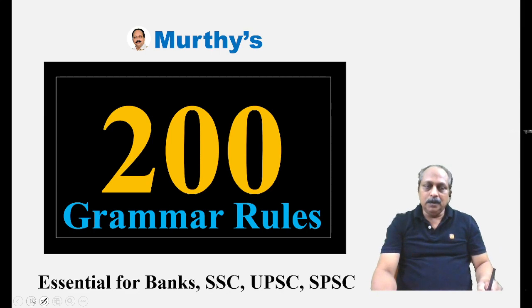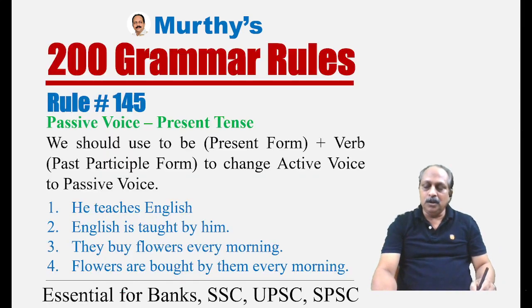So far you have learned 144 rules. Today you are going to learn from the 145th. All these rules go with active voice and passive voice, and many of these rules go with the sentence pattern. To understand these rules you have to have the basic knowledge related to active voice and passive voice.